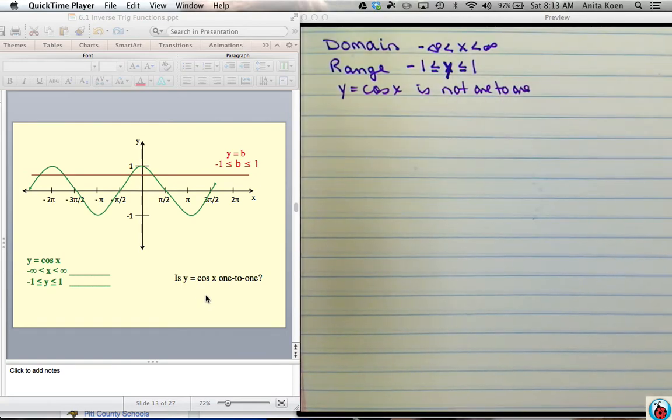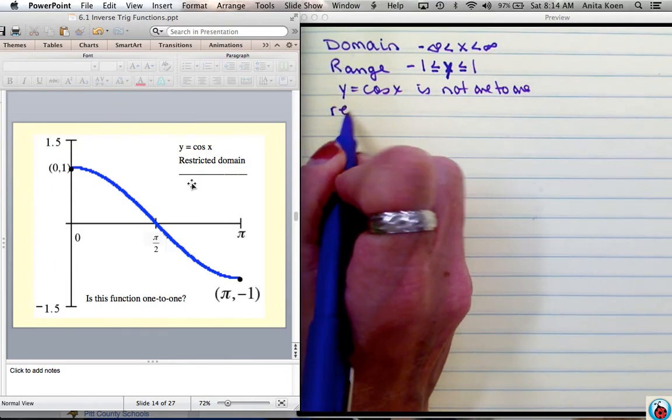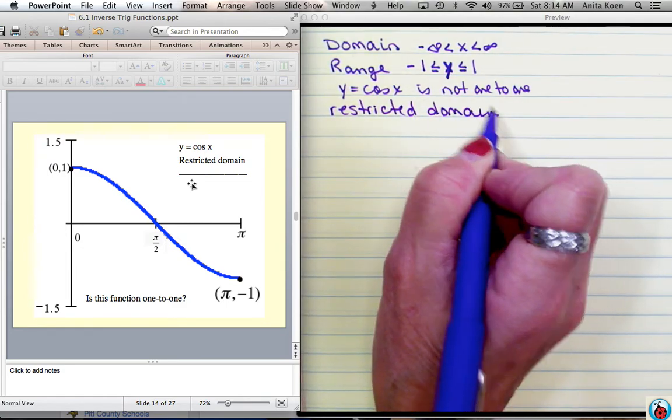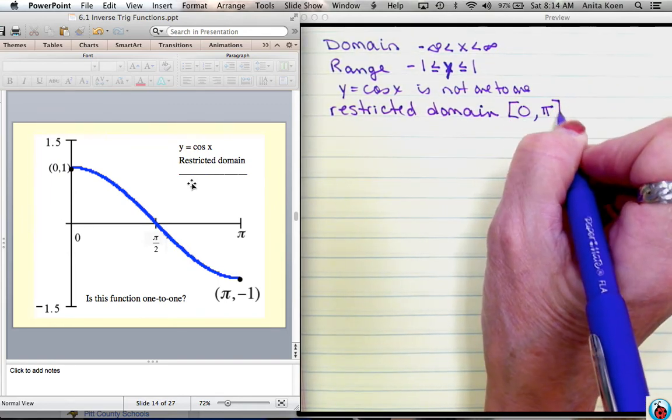Now from the video that you watched before, I hope that you remember that we can restrict the domain of the cosine function and make it 1 to 1 so that we can find an inverse. So we're going to restrict the domain for this cosine function, y equals the cosine of x. The restricted domain is going to be from 0 to pi. So the restricted domain for the inverse cosine function is from 0 to pi inclusive.